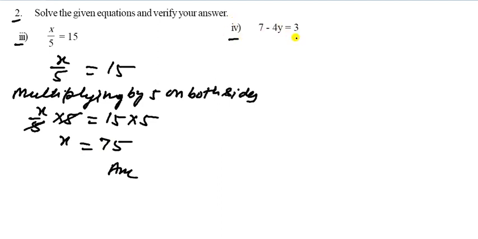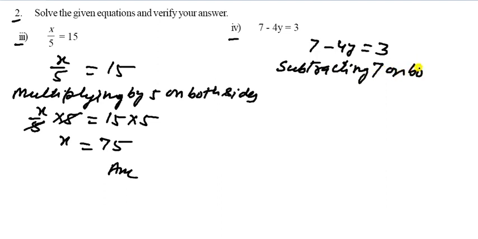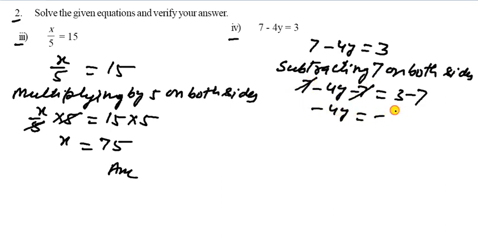Now in the fourth part, it is 7 minus 4y will be equal to 3. Now subtracting 7 on both sides. What will be given? 7 minus 4y minus 7 is equal to 3 minus 7. 7 will be cancelled out. So minus 4y is equal to minus 4. Dividing by minus 4 on both sides.